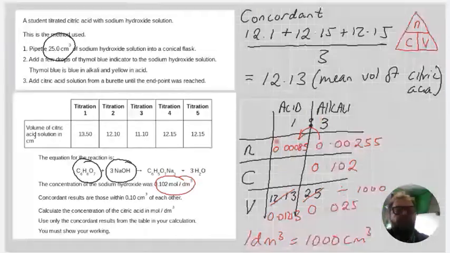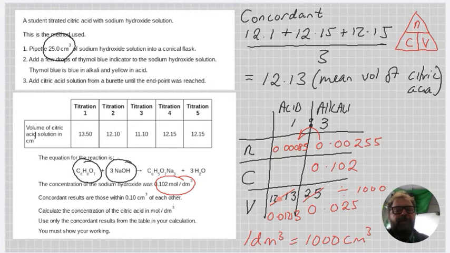Now that I've got the number of moles of acid and I know the volume of acid, I can work out the concentration by doing number of moles divided by volume. And if I do that on my calculator, I get an answer of 0.0701. So the concentration of the citric acid is this value here, and it will be measured in moles per decimetre cubed, which is equivalent to moles per litre.